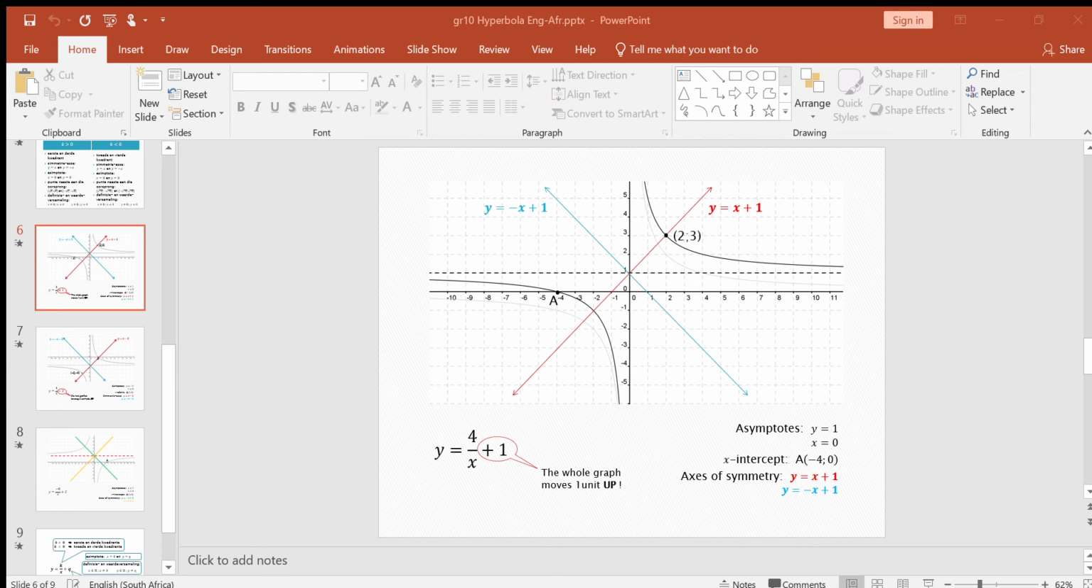Instead of the x-axis now being the asymptote, it moves down 2 units. So wat is my nuwe asymptoot nou? Y is gelyk aan minus 2.